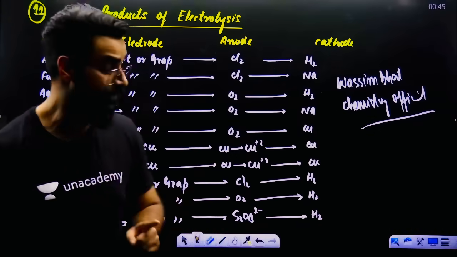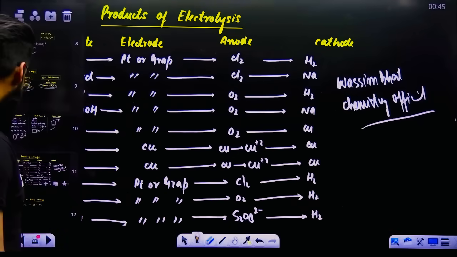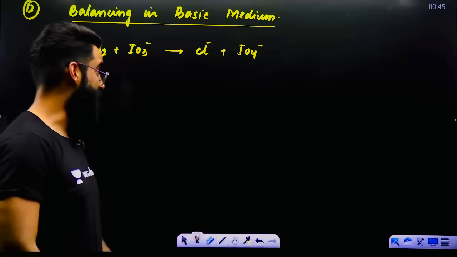So like this, this particular table is super important. I would want every one of you to remember this particular table on priority. Perfect. Now, my dear students, how do we balance the reaction in the basic medium?